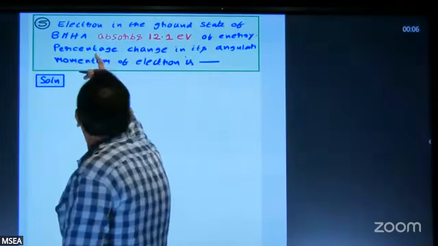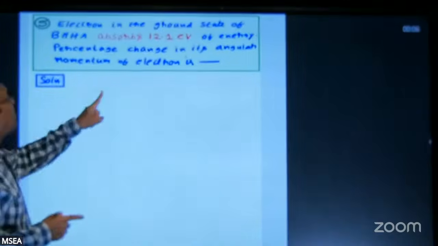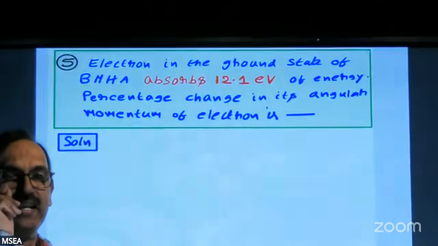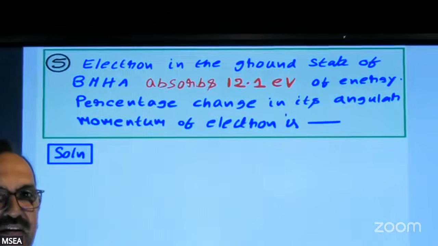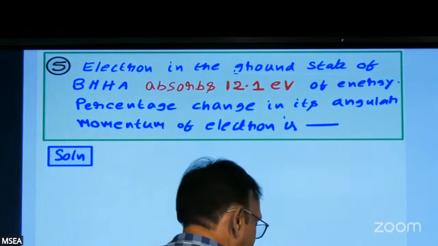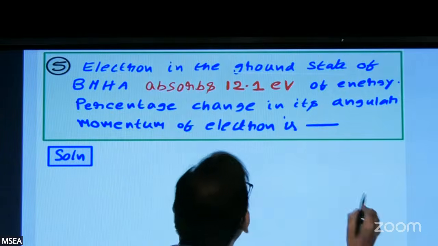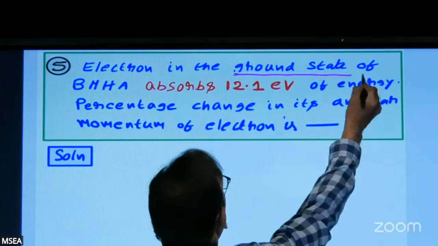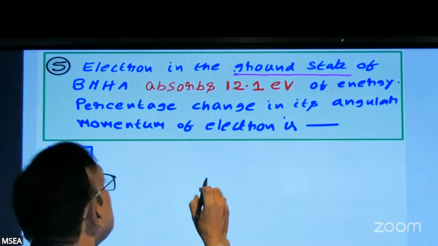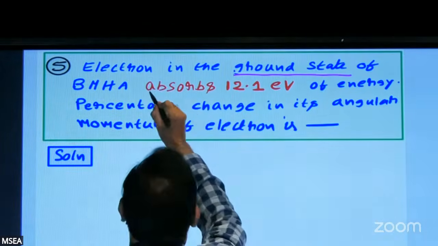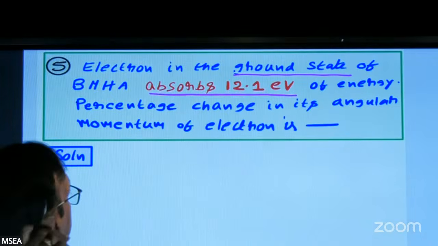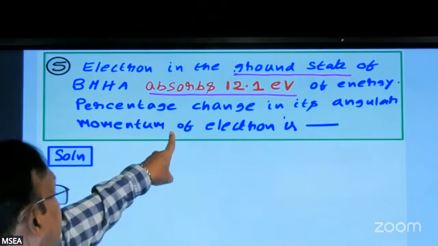The next question. Electron in the ground state of Bohr's model of hydrogen atom. While reading the question only, every point should go to the brain. The electron is in the ground state. The electron in the ground state of a hydrogen atom is absorbing specifically 12.1 eV of energy. So I have put it in a different color. The electron in the ground state of hydrogen atom absorbs this much energy.